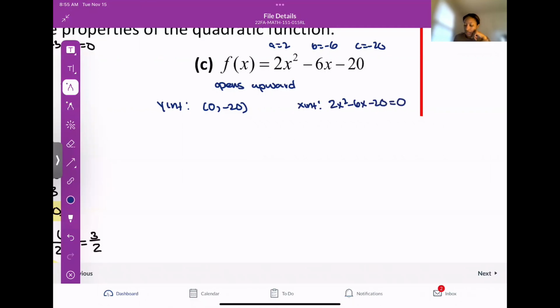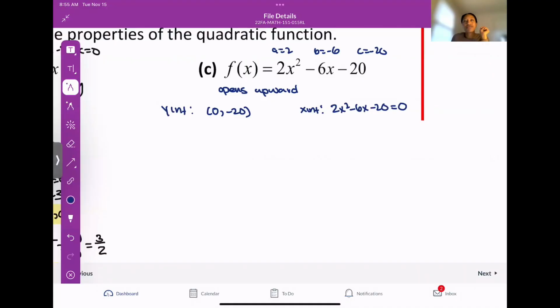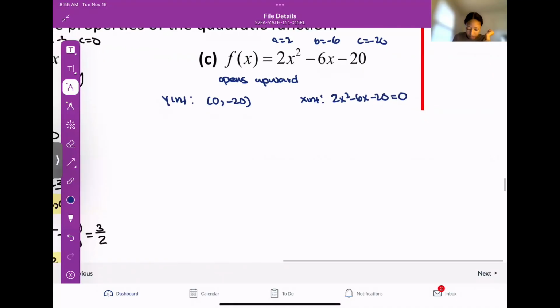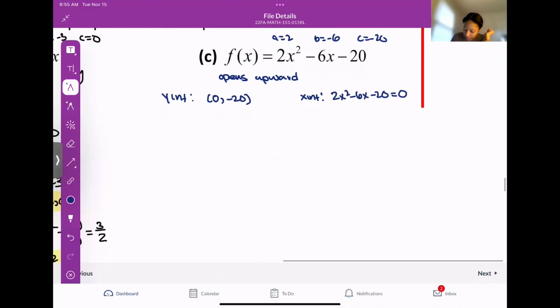We have to solve this. We can factor out a 2. So remember, I feel like I told you guys back in chapter 5 that factoring never goes away. Here we go again. We need factoring. This is 2 times x squared minus 3x minus 10, which would be 2 times (x minus 5)(x plus 2).